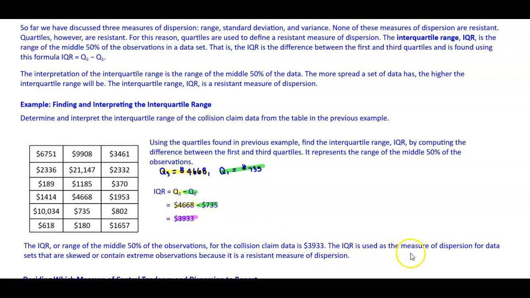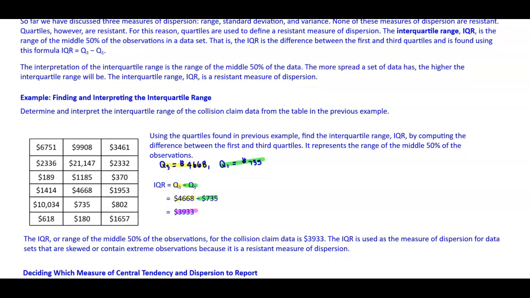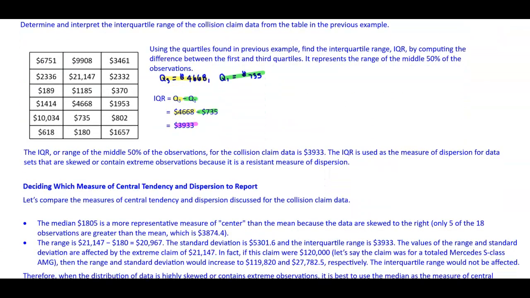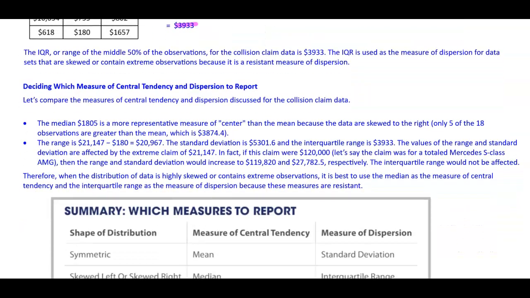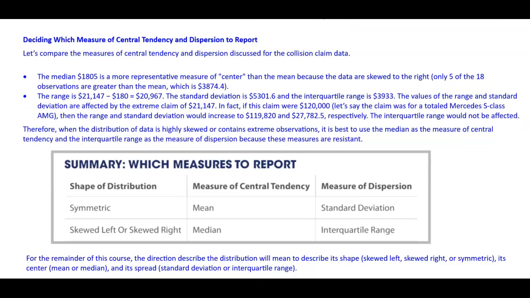The IQR is used as the measure of dispersion for data sets that are skewed or contain extreme observations because it is a resistant measure of dispersion. Now, deciding which measure of central tendency and dispersion to report. Let's compare the measures of central tendency and dispersion discussed for the collision claim data. The median we found was 1,805, which is a more representative measure of center than the mean because the data are skewed to the right.